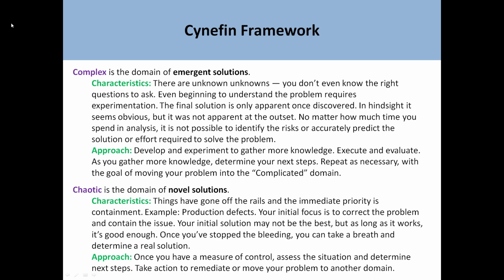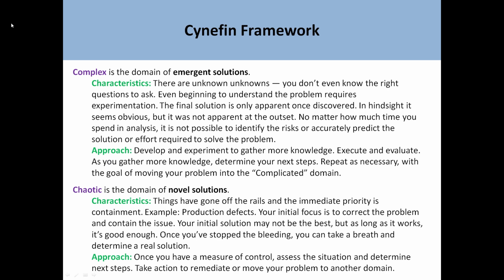Chaotic. Chaotic means that things have gone off the rails and the immediate priority is containment. For example, a production issue. Your initial focus is to correct the problem and contain the issue. Your initial solution may not be the best, but as long as it works, it's good enough. The approach: once you have a measure of control, assess the situation and determine the next steps.